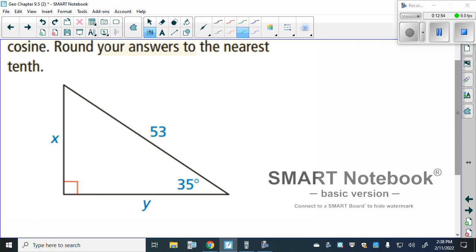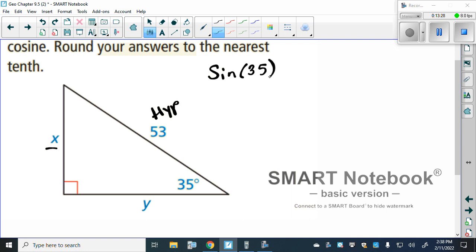So looking at this here, if we wanted to find the value of x first, should we use sine or cosine? So going for x. So how does x and 35 work? Are they opposite or adjacent? Opposite, and we have 53, which is the hypotenuse. So we have the hypotenuse, which tells us I'm going to use sine or cosine. But if I'm wanting to find x, the opposite side of 35 degrees, we're going to use sine.